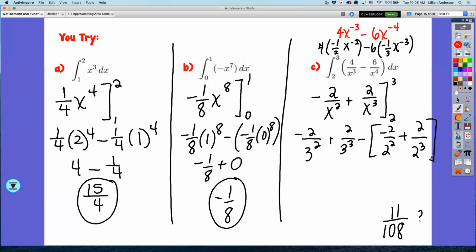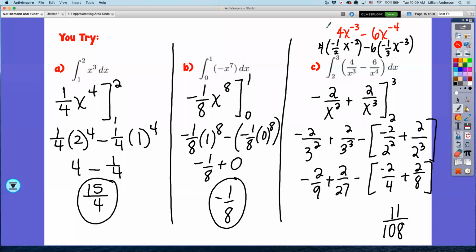Then when you type that in, you'll end up with -2/9 plus 2/27. Of course, you can do this in your calculator. Does that equate to be 11/108? Can I get confirmation? There we go. Yes, it's 11/108.